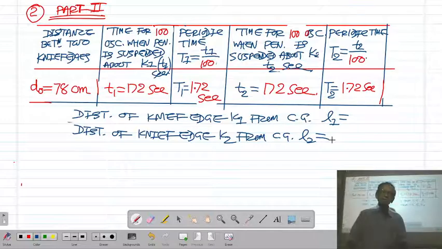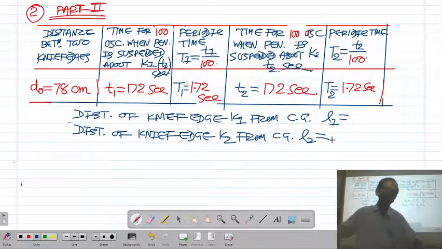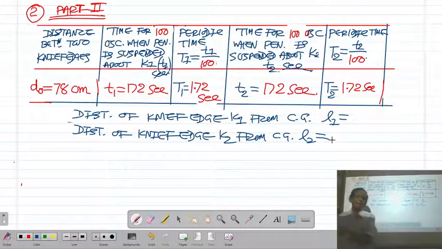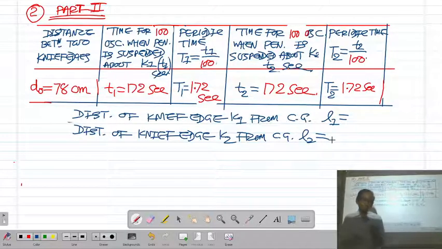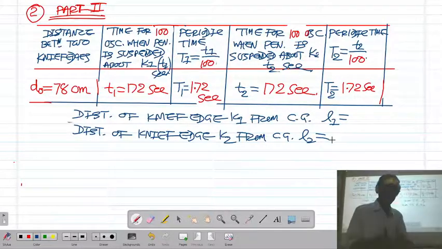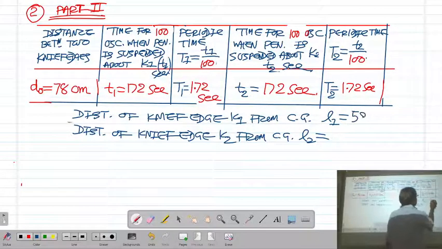Put the Kater's pendulum on the horizontal knife edge, with the distance between knife edges K1 and K2 being 78 centimeters, and find the point of balance, the center of gravity, where the pendulum is balanced on both sides. From the center of gravity, find the distance of knife edge K1. Suppose it is 52.5 centimeters.